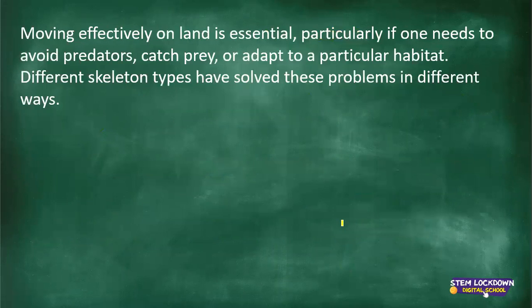Now, moving effectively is important, particularly if one needs to avoid predators, catch prey, or adapt to a particular habitat. These animals are in the wild, say an impala. You can imagine an impala with no balance to run away from the lions which try to catch it. Imagine an impala trying to go drink water, and then suddenly an alligator comes. You need to be able to be on balance. You need to be able to run. You are alert. You understand that?